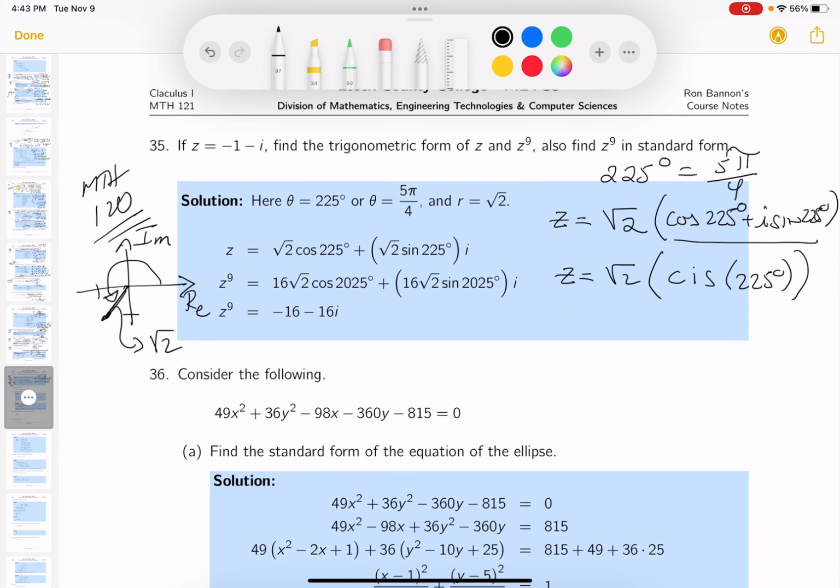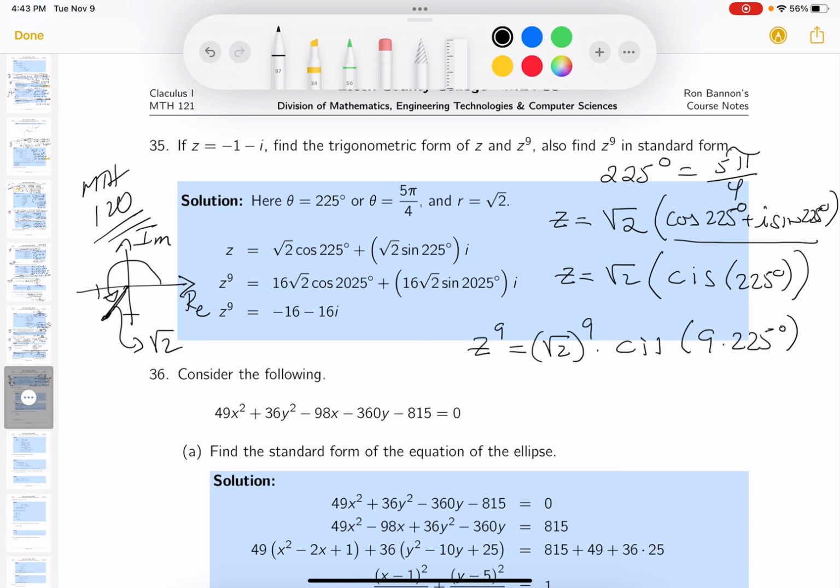They want z to the 9th. Boy, that's a tough one. How do you do that, though? It's fairly simple to do. So z to the 9th, this is de Moivre's theorem. You're going to raise the √2 to the 9th power times CIS, and then it's going to be 9 times 225 degrees. All right? So I'm going to say that's what it is, but they want to put it in standard form. And that's tough.